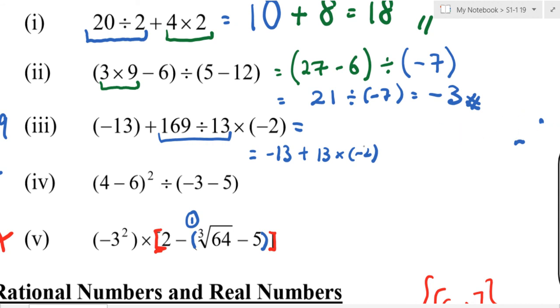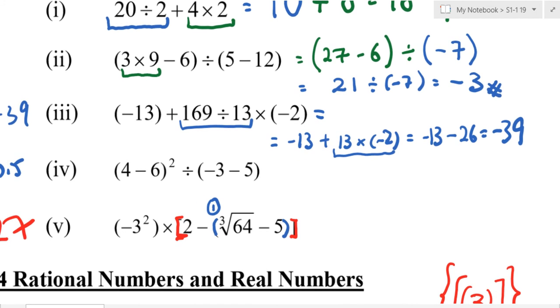Now what happens after this? What do I do? Equal to what? Kylie, which one do I do next? Do I do the minus 13 plus 13 or do I do the 13 times minus 2? 13 times minus 2. So you have to show working. This is negative 13 minus 26. Then this is negative 39. Okay? Can.